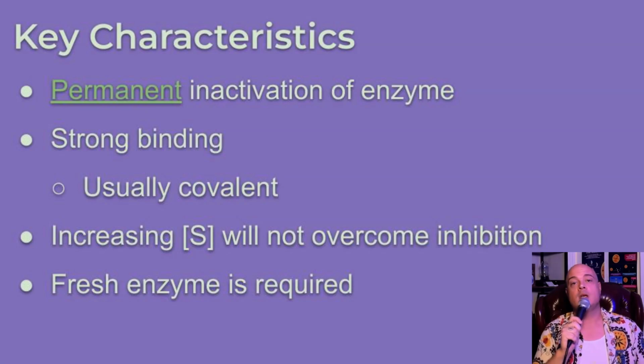which we'll talk about. Now, because the enzyme is permanently altered to be inactive, increasing the substrate concentration is not going to overcome this inhibition. So you can't just add more substrate or remove the inhibitor to reverse this inhibition. It's not going to happen. You need fresh new enzyme that's not been altered and modified to be permanently inactivated.